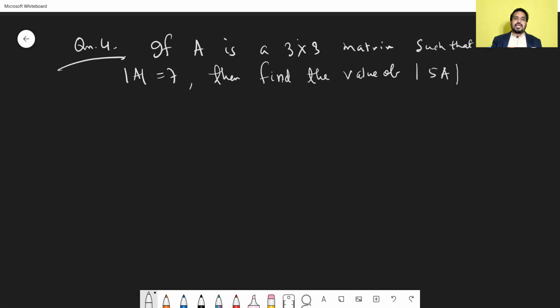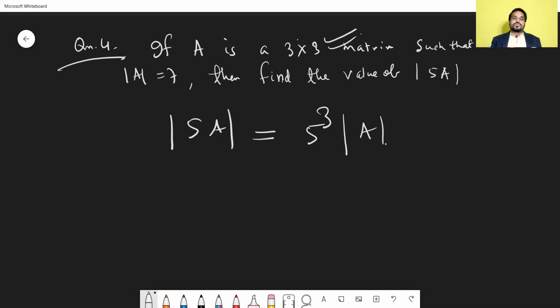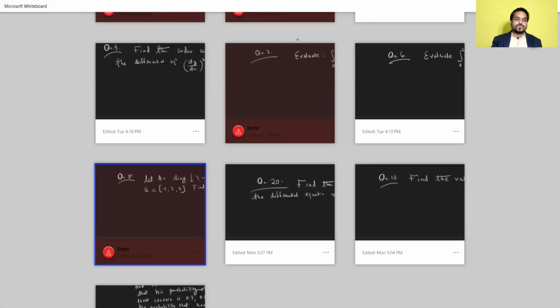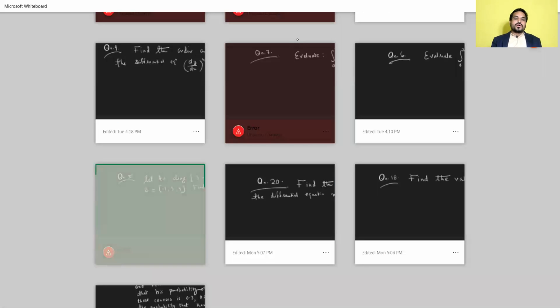In question number 4, if A is a 3×3 matrix such that determinant of A equals 7, then find the value of |5A|. This is not modulus, this is determinant. And if 5 comes out of the determinant, then 5 cubed will be outside the determinant. Why? Because the matrix is 3×3. So this 5 to the power 3 is 125, and determinant A is given as 7. So 125 times 7, solve it and find the answer. Question 4 completed. Now students, question number 5.